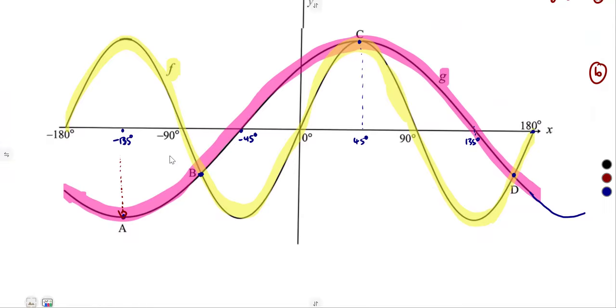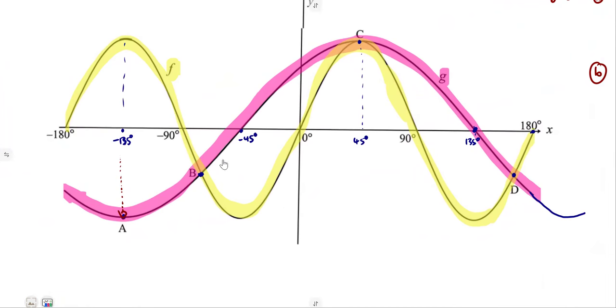It's not a condition that is clear like here at minus 135 or at 45 or at 135 like this one. It is not clear at B and at D. These ones are not clear. So how do we solve for these ones?